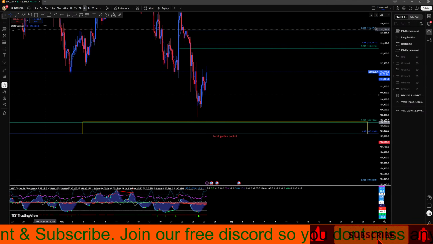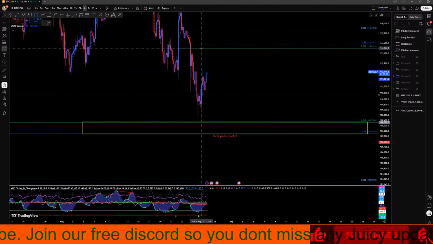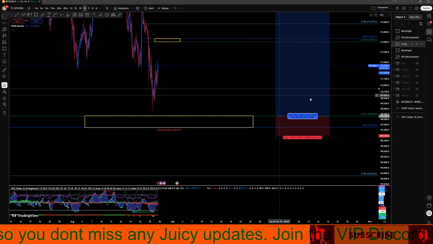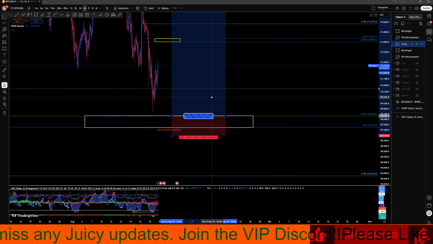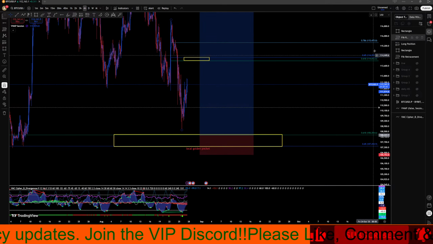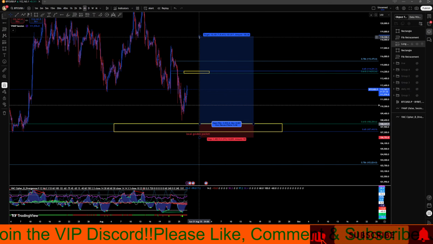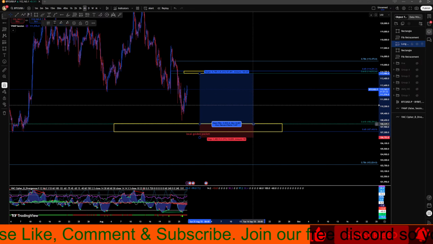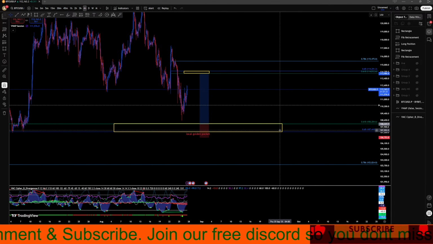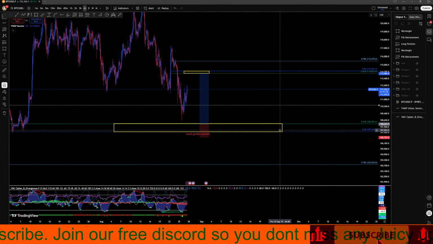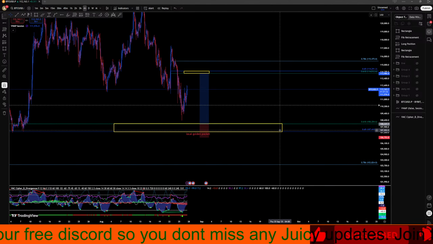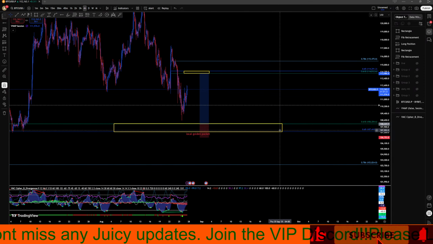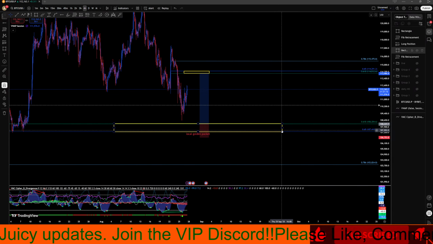And this would be an area where I can expect price, if we are to continue in a downward trend, to have a reaction off. So you could have long from here to there. That's basically how you could enter your trade and exit your trade without guessing where price may go to.